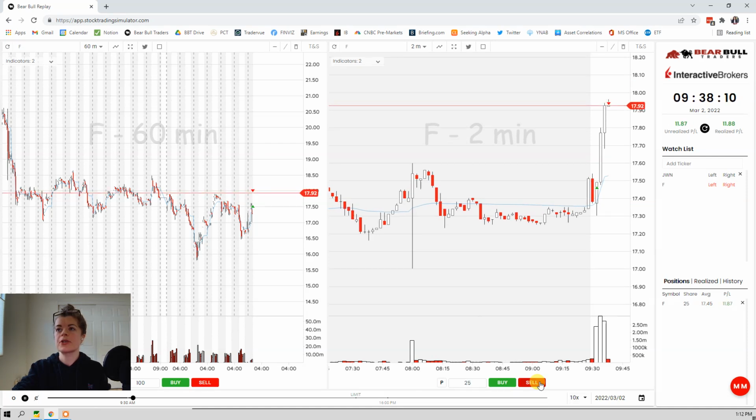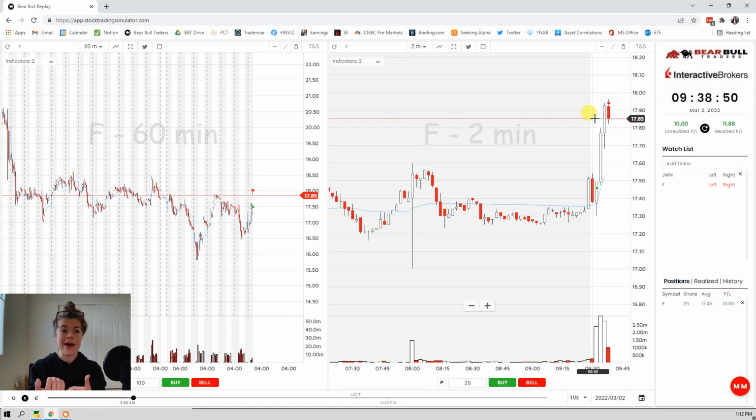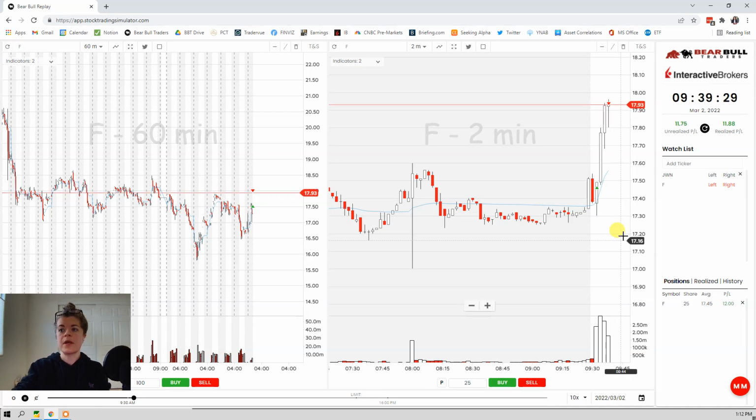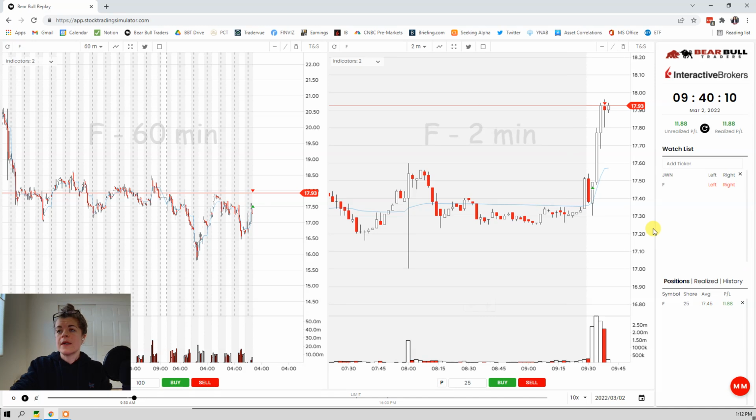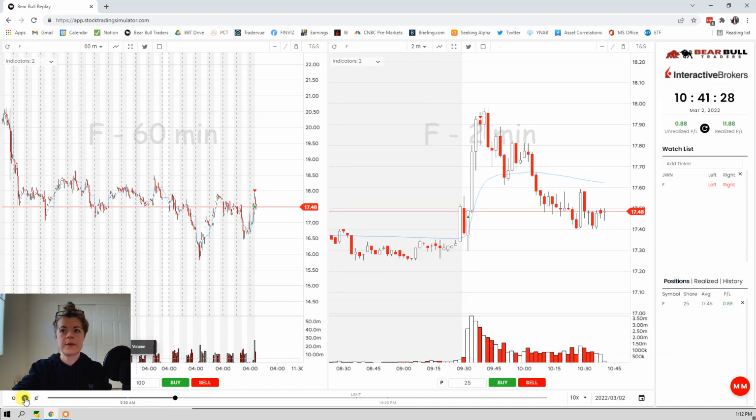I'll take a little partial here, just in case, because a lot of people are usually trying to get out before the whole dollar number, and as you can see, it kind of pushes down. So I would just take a partial there to be safe, and then we'll just fast forward this, see what happens.